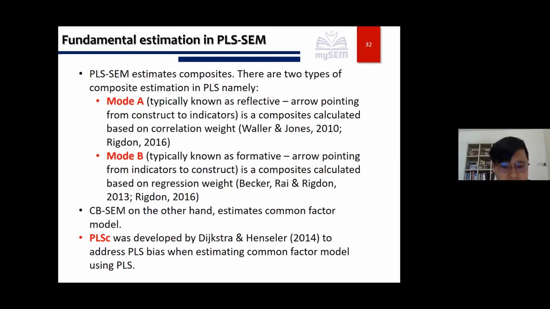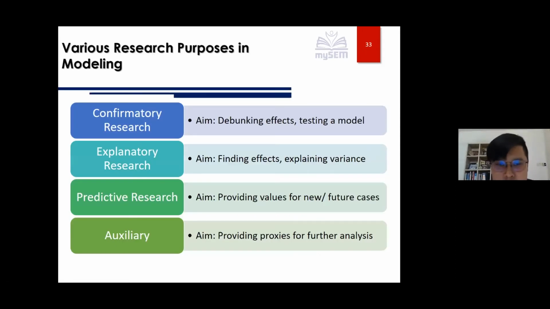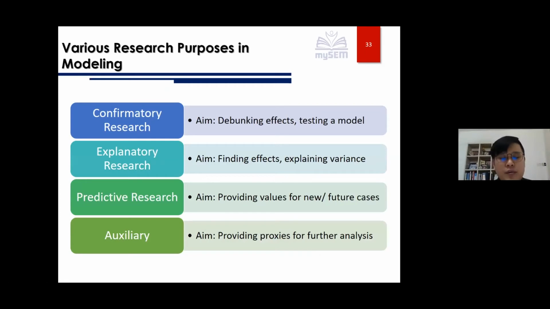This is what they highlighted in their literature, Dijkstra and Henseler. What bias did they mention? I'm going to explain in a short while. But before we want to understand PLSc, I would like to get into the most basic way of doing research. Before we plan to use an algorithm to run our analysis, we need to make sure there are 4 types of modeling: confirmatory research, explanatory research, predictive research, and auxiliary research.